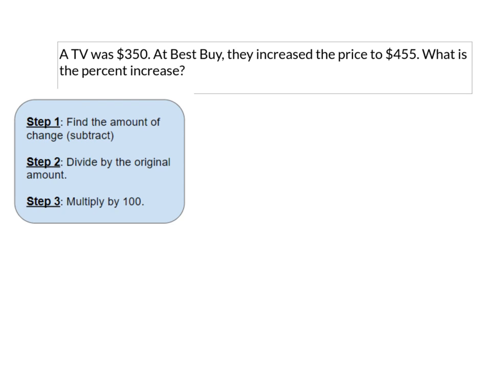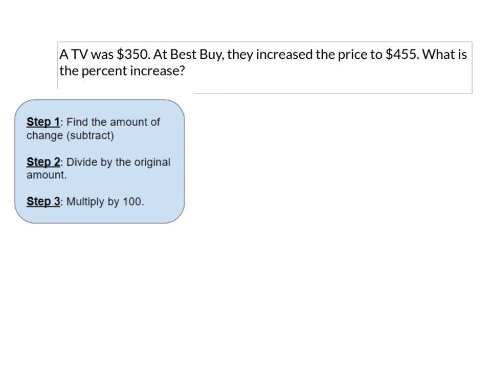In this video, we will talk about how to find percent increase. There are 3 simple steps we will use to find the percent increase. The question we're looking at today says a TV was $350. At Best Buy, they increased the price to $455. What is the percent increase?